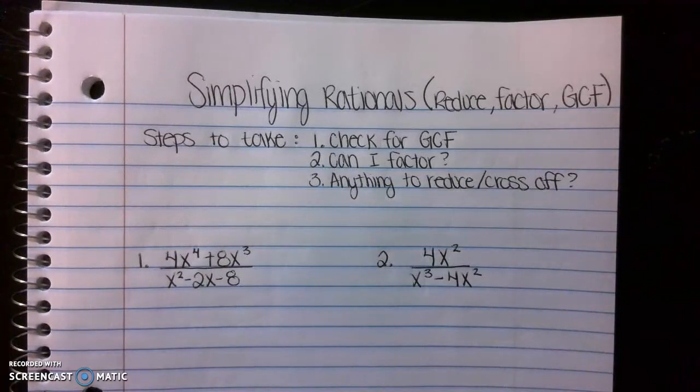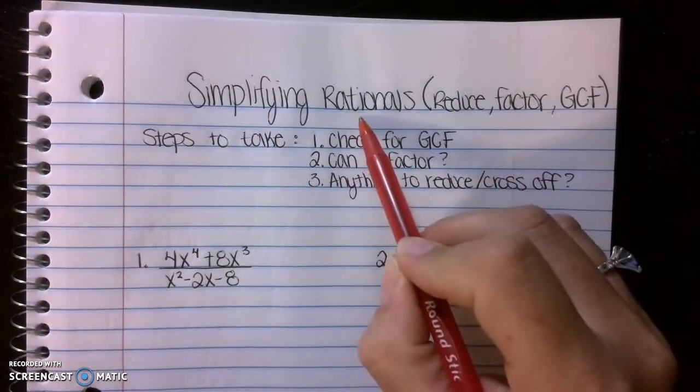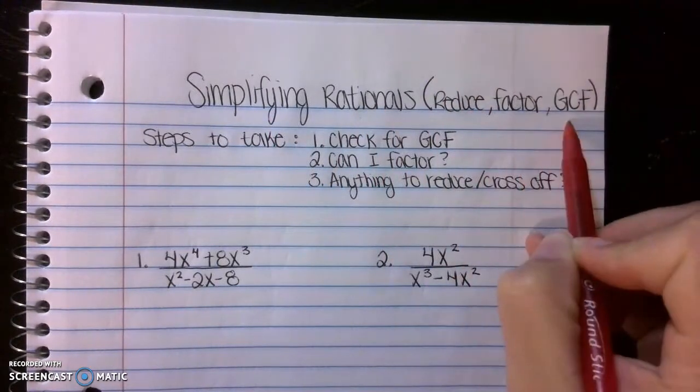All right, guys, so we are going to go ahead and look at our last set of problems for the week. This is when we are taking all of the stuff that we have worked on last week and so far this week, and we're actually putting it all together. So we are going to look at simplifying rationals now using all three methods.